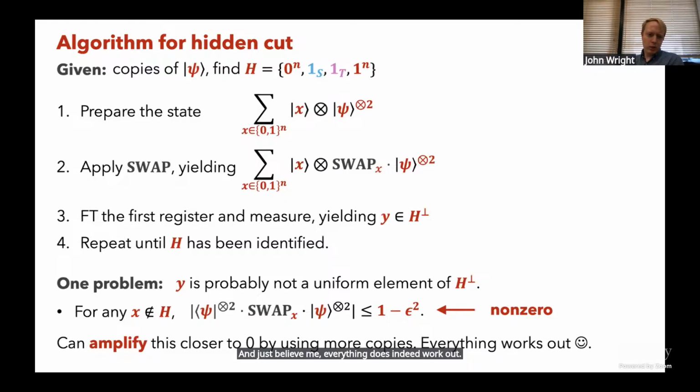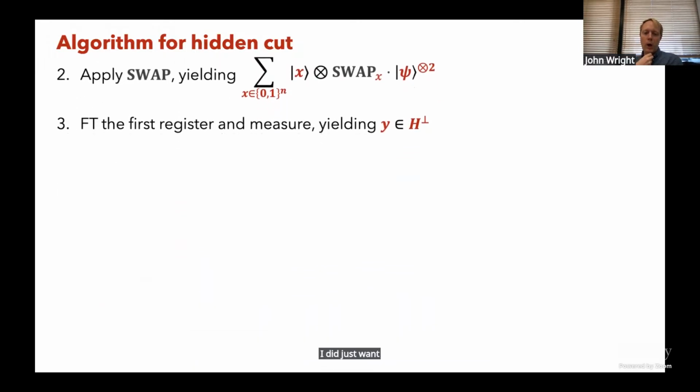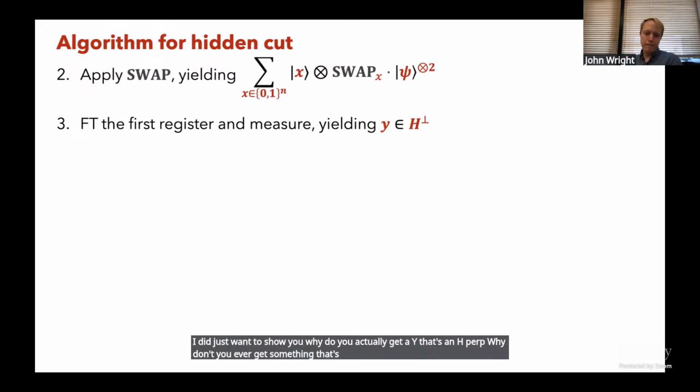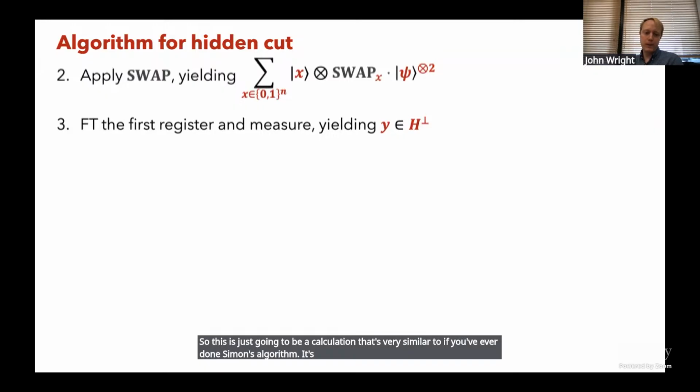Okay, and to give you a little bit of intuition on how this works, I did want to show you why you actually get a Y that's in H-perp. Why don't you ever get something that's outside of H-perp? This is just going to be a calculation that's very similar to Simon's algorithm, if you've ever done it. So let me just do that.